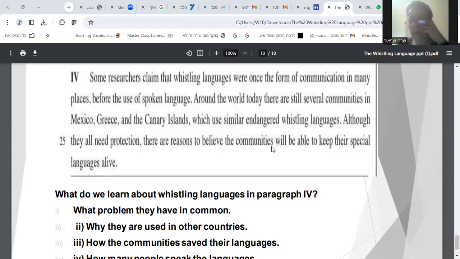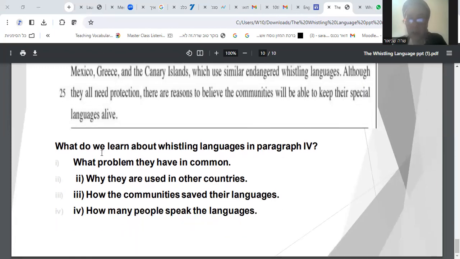The communities, הקהילות, will be able to keep their special language alive, יוכלו לשמר את שפתם המיוחדת. והשאלה היא, what do we learn? מה לומדים על השפות האלה, על שפת השריקות? What problems they have in common? איזה בעיות יש להם במשותף?